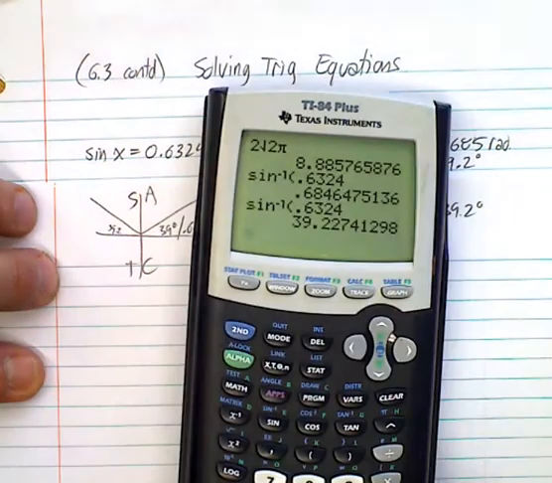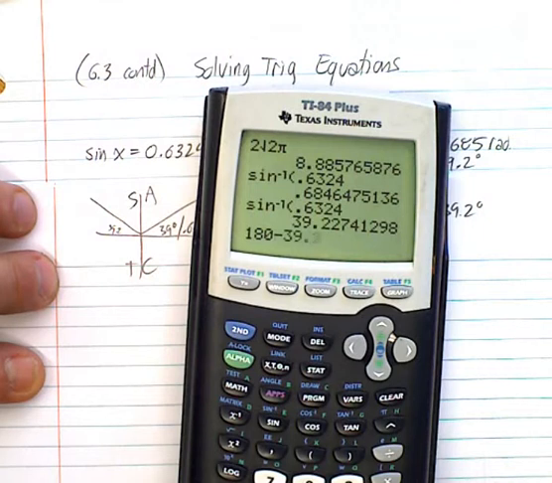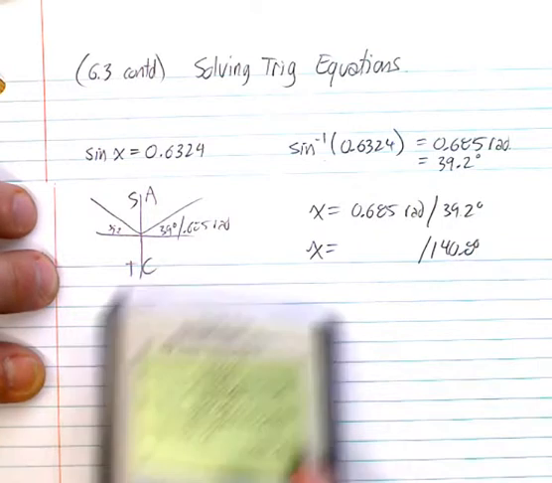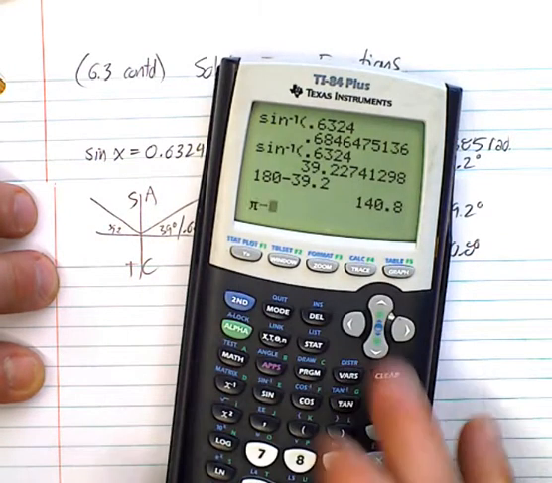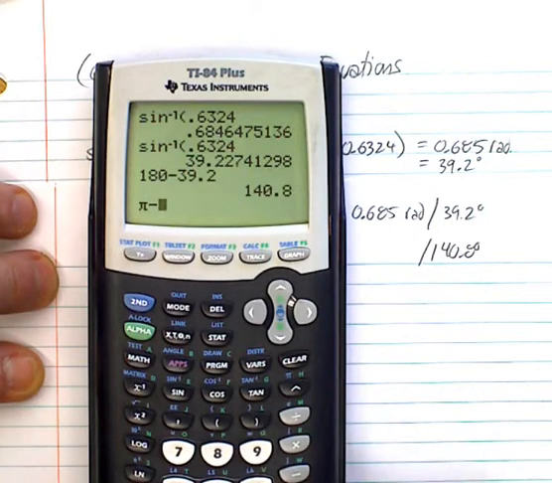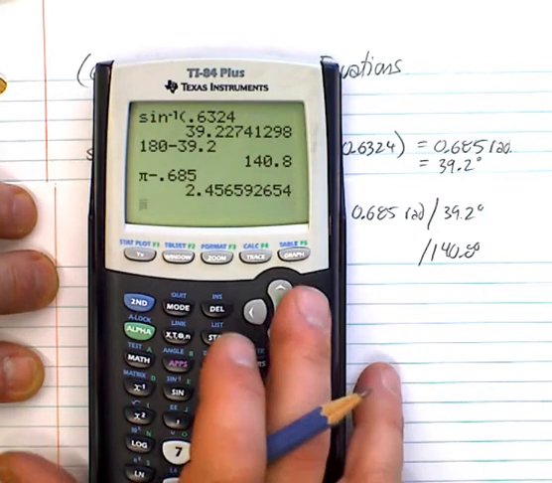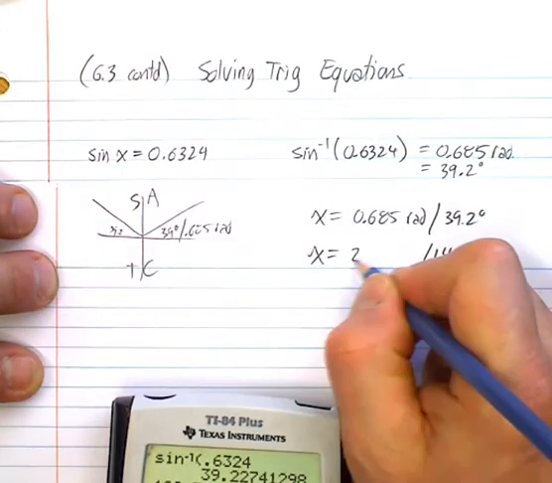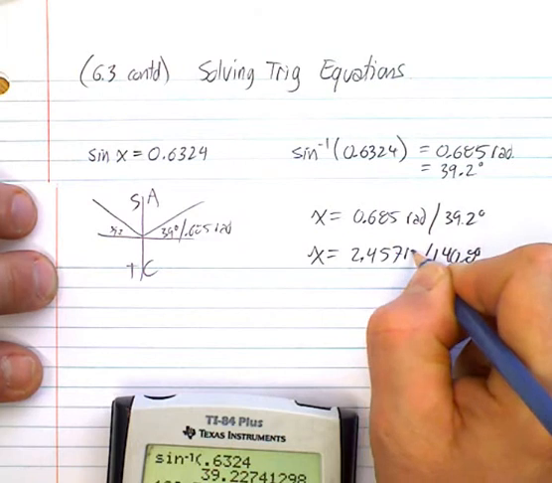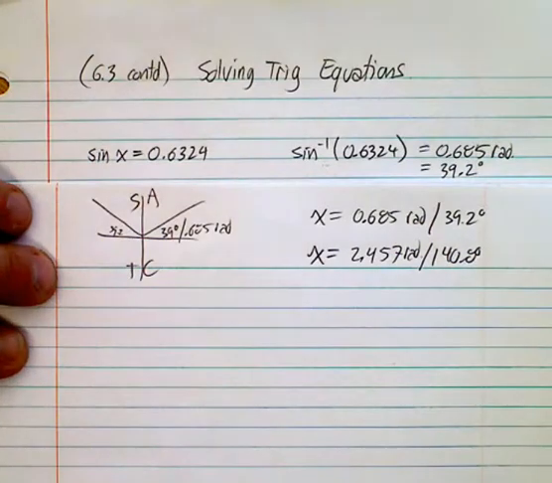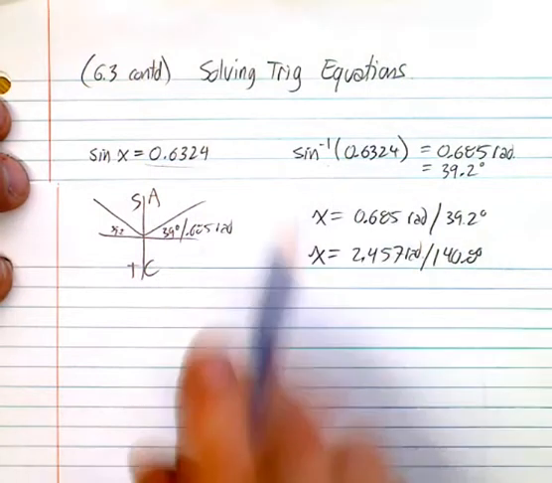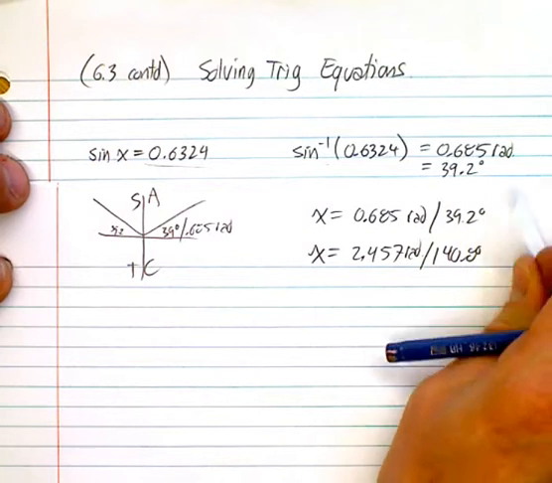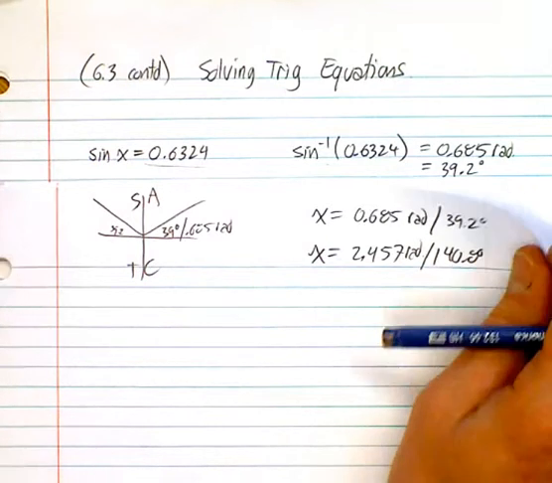So what you do is you either go 180 minus 39.2, that means it's also going to give you 140.8 degrees, or you can do pi minus that 0.685, and you end up with 2.457 rads. That's how we do these questions when you've got a decimal here, all right? No different, just not using special angles, basically, okay? So let's have a look at the next one.